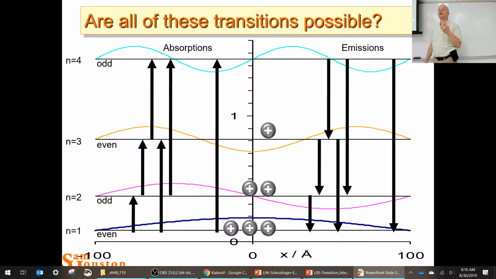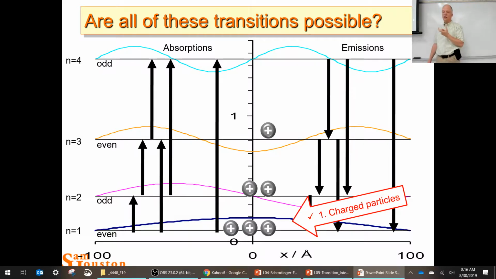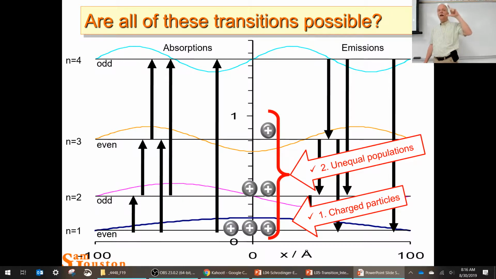Let's go through our checklist. So 1, we have charged particles. We have an electron confined to a small space. 2, we have an unequal population. What tells us that population? Do you remember the function? We've covered it several times in these lectures. Yes, it's the Boltzmann distribution. That tells us the thermal population of these energy levels. That's the piece that's temperature dependent.